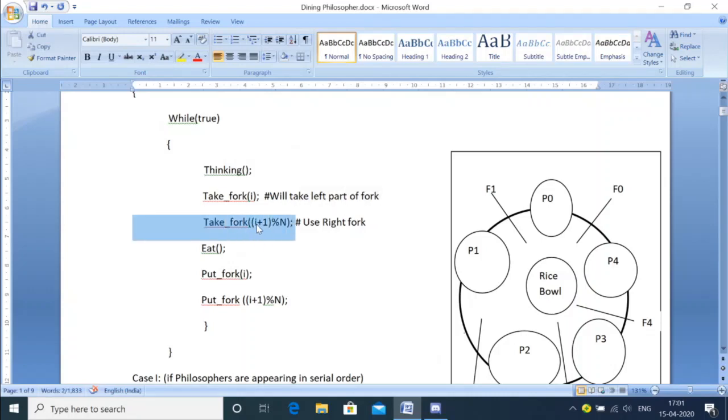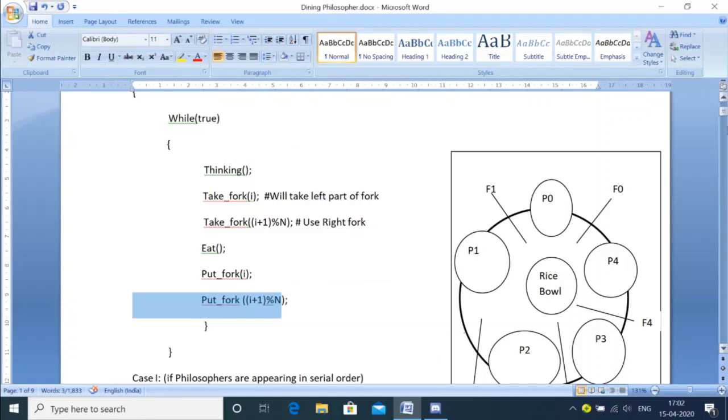What is the code here? I is 1, so 1 plus 1 is 2. 2 modulo n. What is the value of n? 5, because the number of philosophers is 5. So 2 modulo 5 is how much? The remainder is 2. So which fork will P1 pick? Because of the first statement it has picked F1, and because of the second statement it will be picking F2. Then P1 will be consuming the rice present in the bowl, and once it is done, it will put back the first fork, that is F1, and the second fork, that is F2.